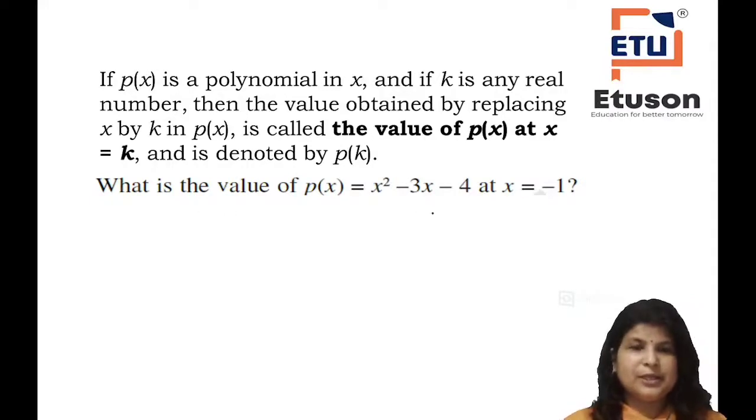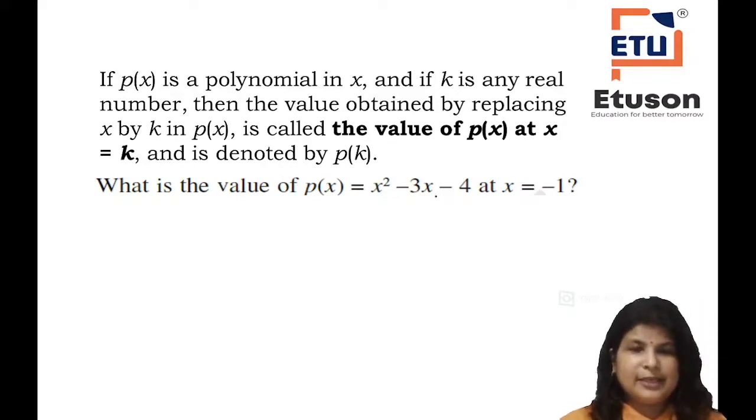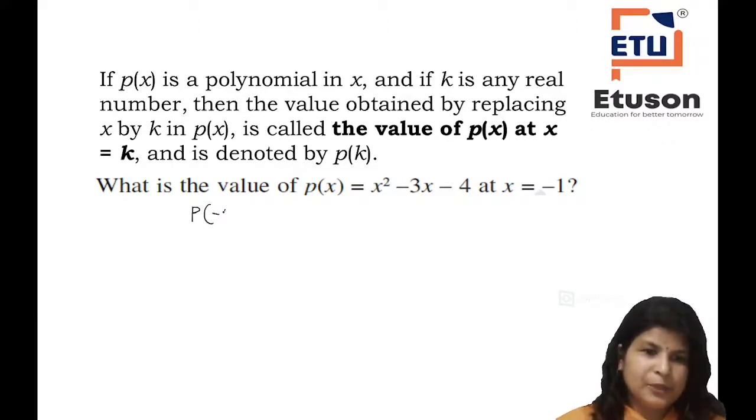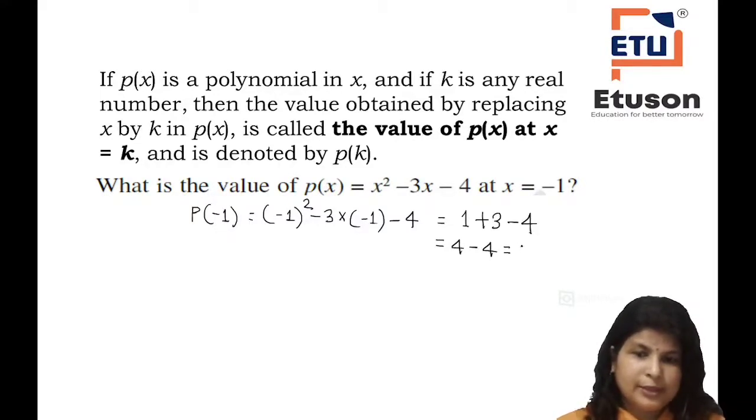So here, as you can see, what is the value of p(x) at x equal to... so what is your p(x) here? x square minus 3x minus 4. So what we need to do is, we have to find out p(-1), which is nothing but equal to (-1) whole square minus 3 into (-1) minus 4. So let us find out. That is 1 plus 3 minus 4, that is 4 minus 4, which is equal to 0.